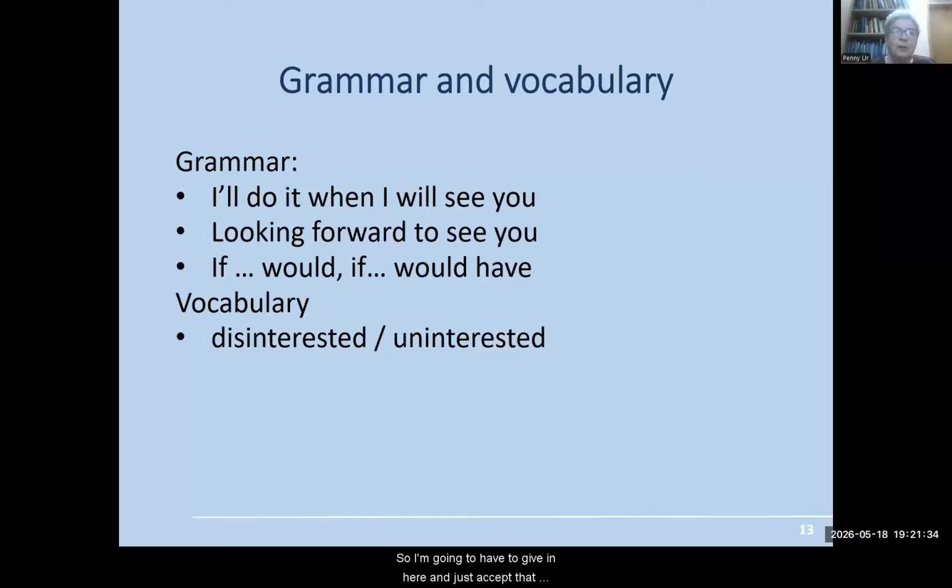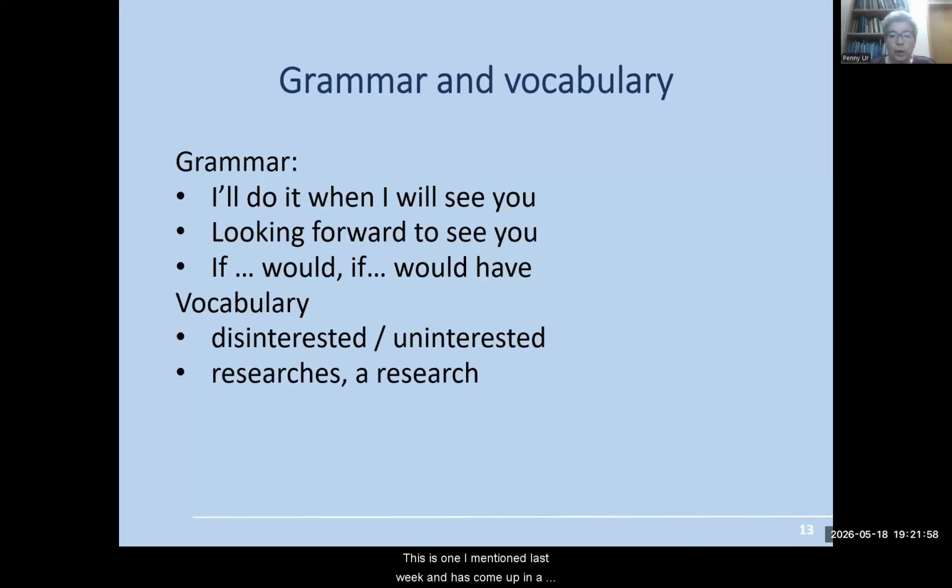So I'm going to have to give in here and just accept that they can be used as synonyms, and they are increasingly used as synonyms by a lot of English speakers, native, non-native, all over the place. So I'm giving up on that one reluctantly, because I really like the original meaning of disinterested.